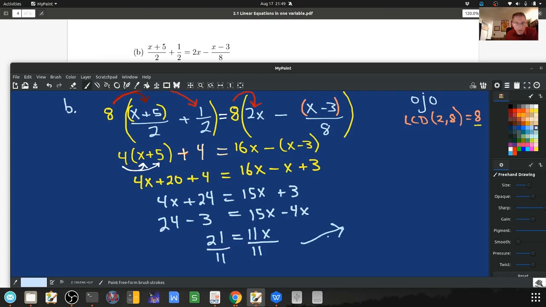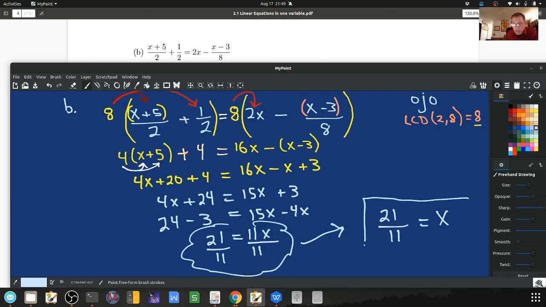And don't forget to write your final answer. Your final answer is 21 over 11 is equal to x. So don't leave your answer in this form. Write it in this form.